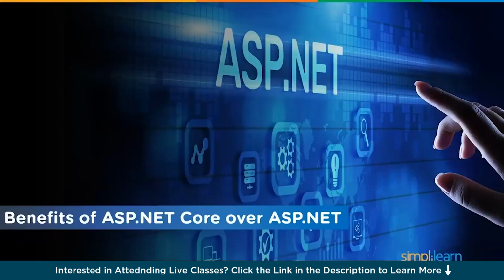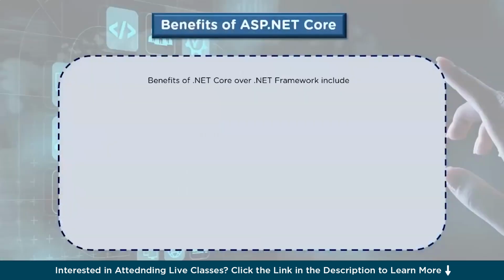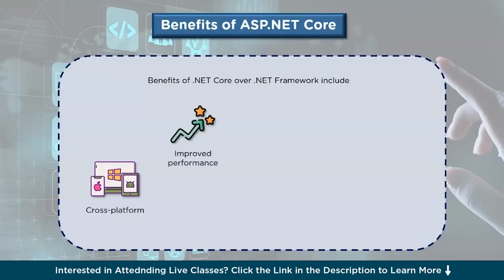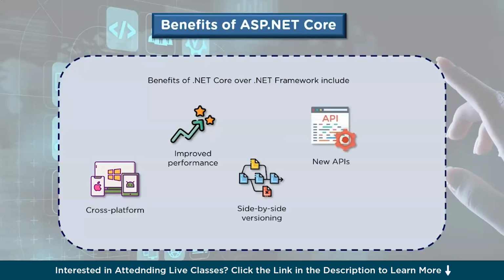Benefits of ASP.NET Core over ASP.NET Framework. Benefits of .NET Core over .NET Framework include: it provides cross-platform support. It runs on Windows, Mac OS, and Linux. ASP.NET Core has improved performance. It provides side-by-side versioning. It provides new APIs, and it is open source.